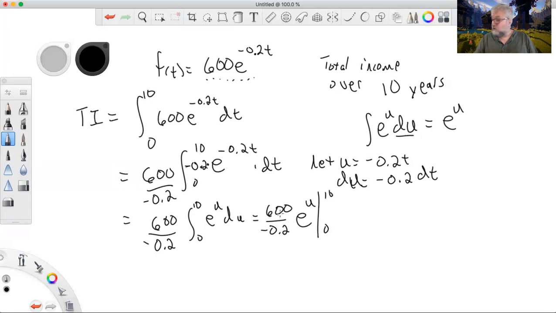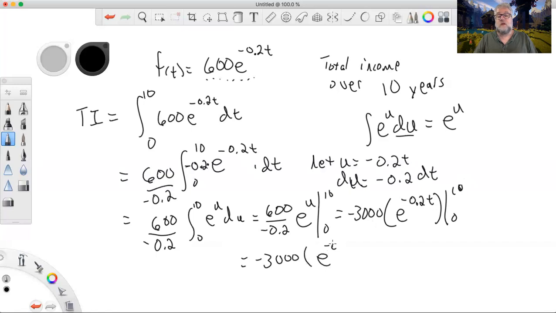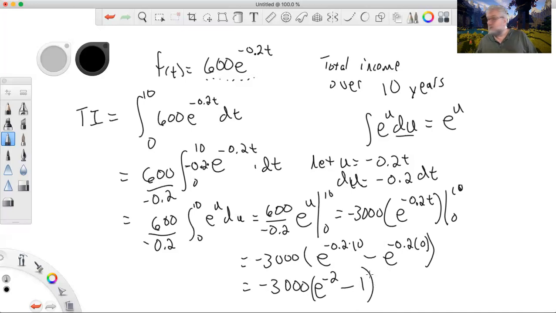Now I do my substitution. Well, first, what's 600 over 0.2? It's minus 3,000. Okay, so now I'm going to plug this back in, and this will be e to the minus 0.2 t, evaluated from 0 to 10. Okay, so this is going to be minus 3,000 times e to the minus 0.2 times 10 minus e to the minus 0.2 times 0. So that equals minus 3,000 times e to the minus 2 minus e to the 0, which is 1. So now we can crunch this number, and whatever that comes out to be, comes out to be. Okay? Does that make sense?